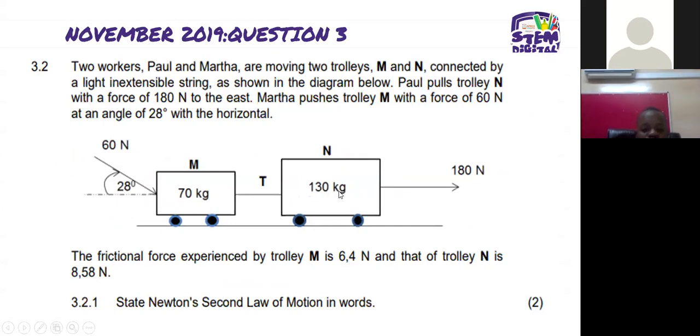They are telling you the acceleration is 1.09 meters per second squared. Acceleration 1.09 meters per second squared. And you are required to calculate the tension. Your 4 minutes starts now.